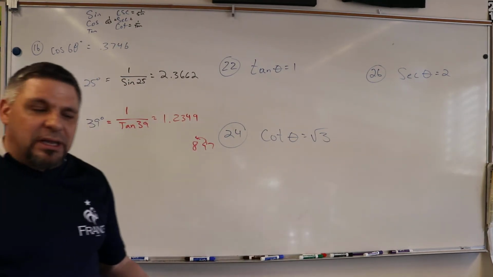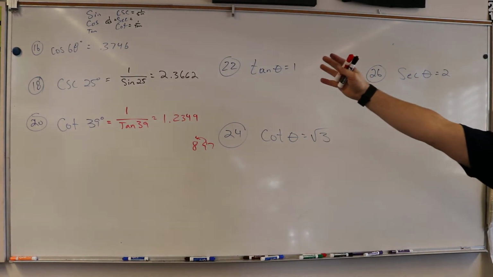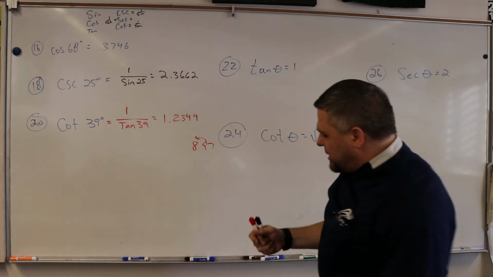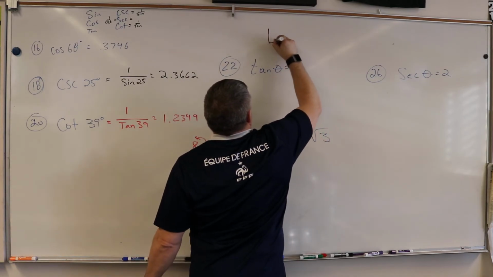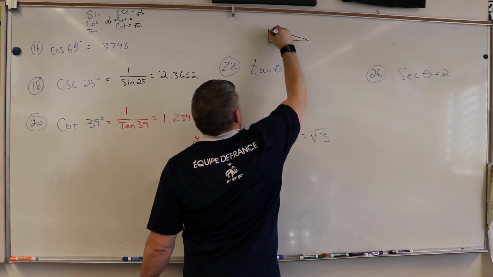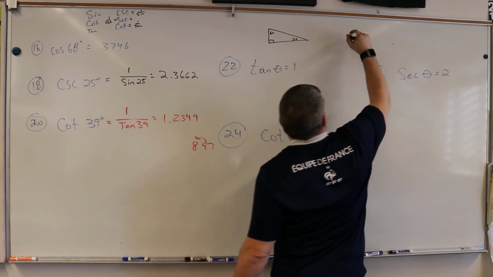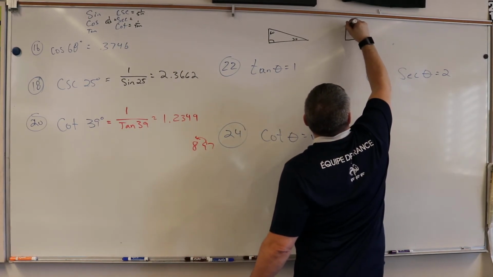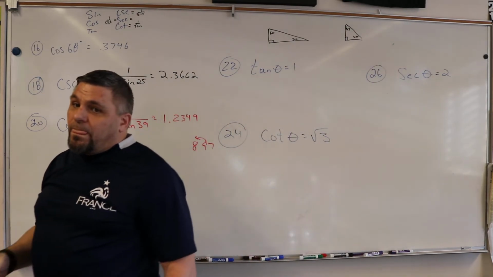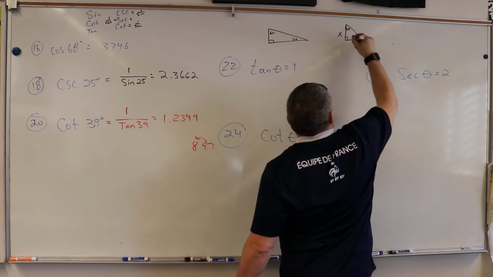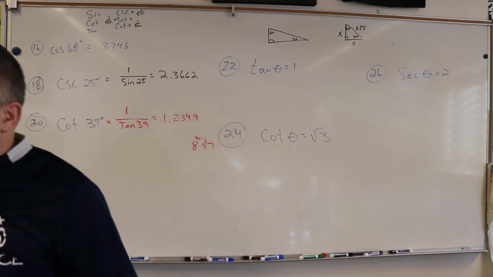Now what 22, 24, and 26 deal with is special triangles. Okay? So, what are those special triangles? We have 2 of them. We have a 60, 30, 90, right? And we have a 45, 45, 90, right? Now the 45, 45, 90, that's easy. X and X, and then this is X square root 2. Okay? So that one's easy.